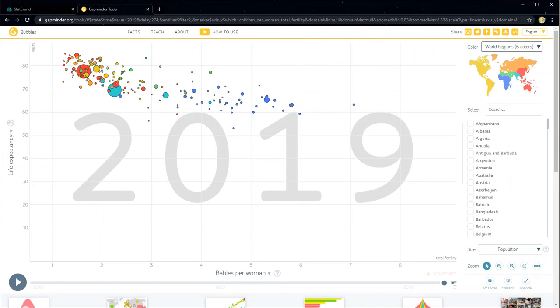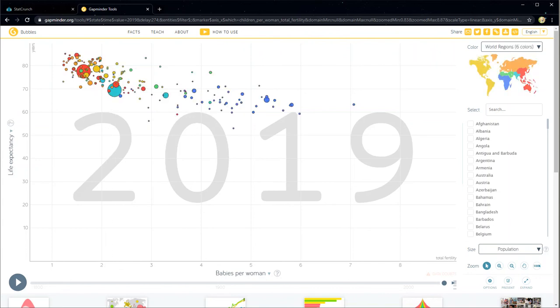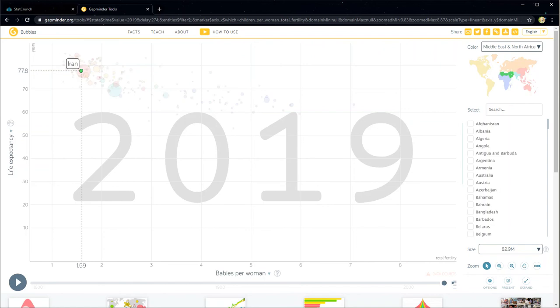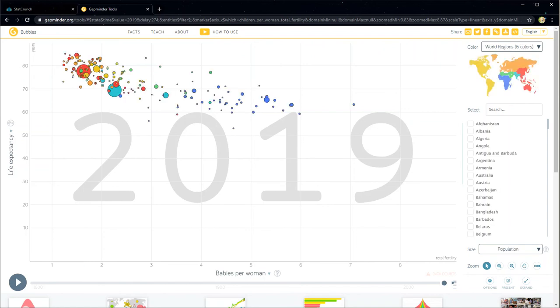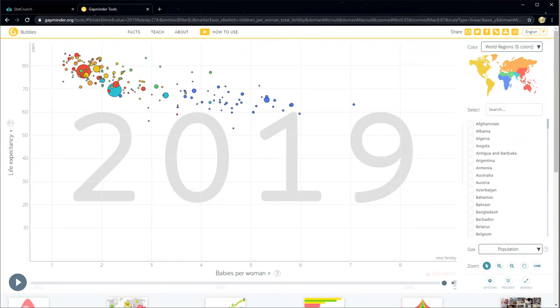This is actually called a bubble graph. It's a scatter plot that has bubble sizes. So for example, the largest bubbles out there are India and China, because China and India have the largest population. So you can see over here in the corner, it says the size is the population, which I don't want to change. So that's a pretty common one. So the bigger the bubble, the larger the population of the country.